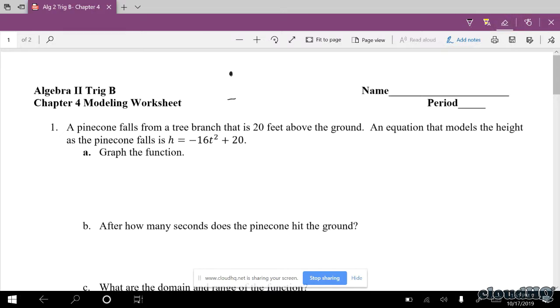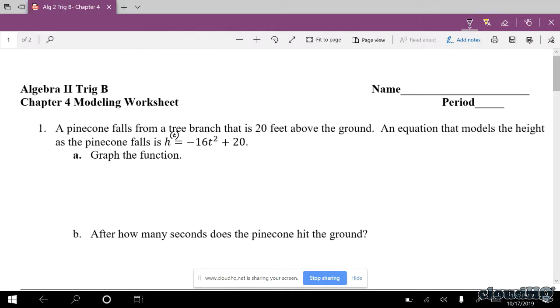But they're talking about h for height. Probably they should have put h of t. They just forgot the of t. And then the t being time and h being height. Looks like we're talking about feet. Most likely the time is talking about seconds.